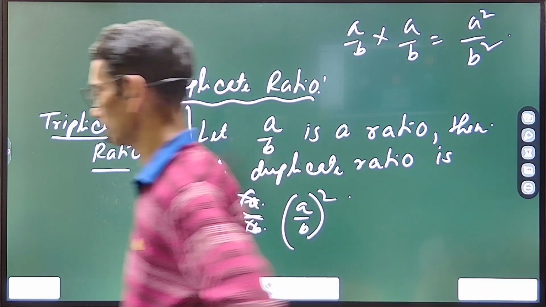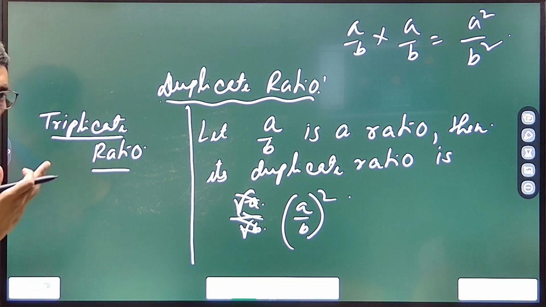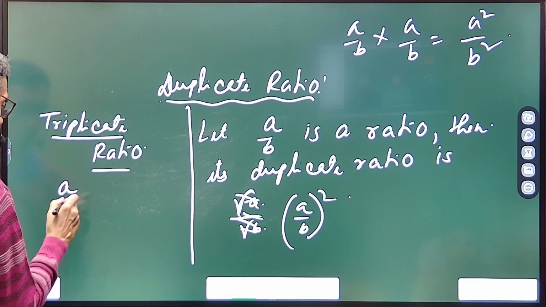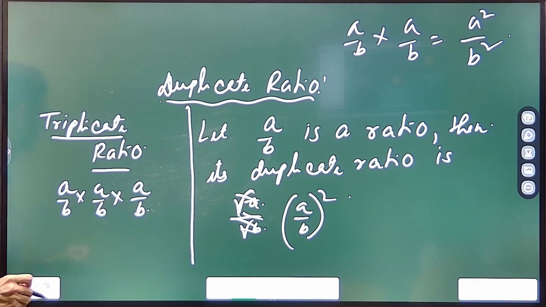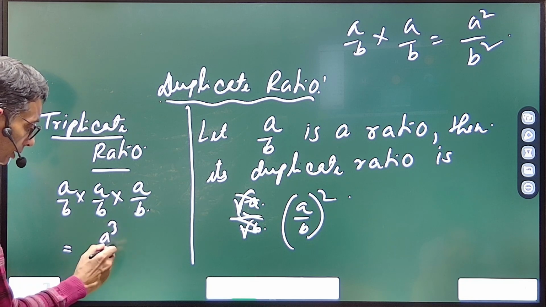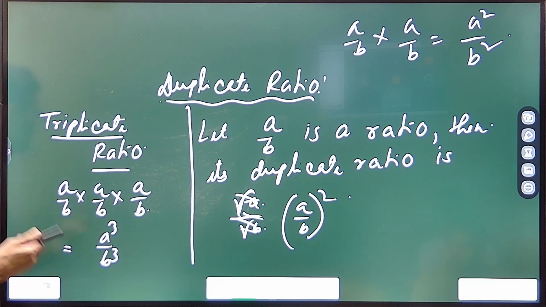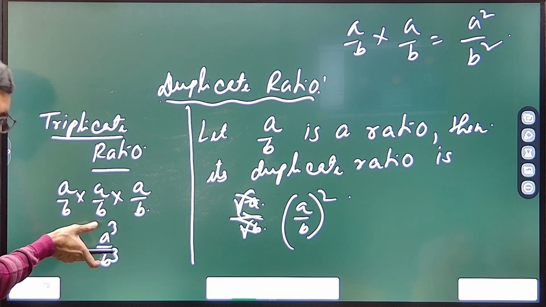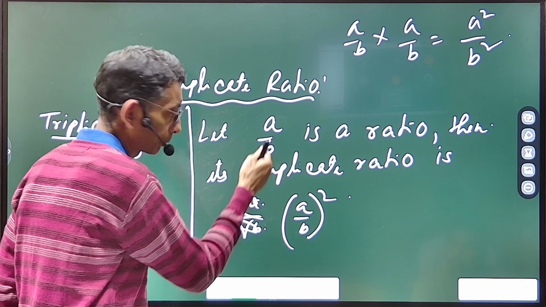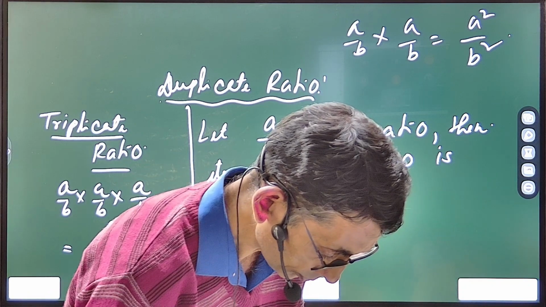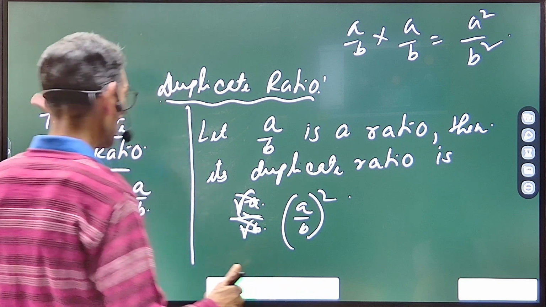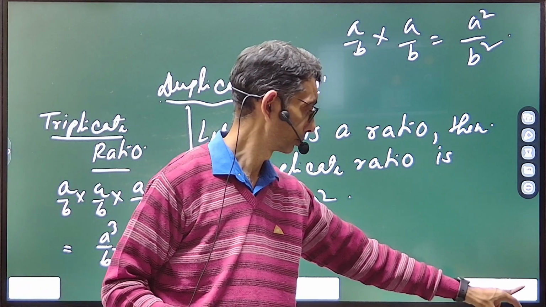Similarly, what is the triplicate ratio? If you repeat a ratio three times, A by B into A by B into A by B, then you get a triplicate ratio. A into A into A means A cube by B cube. This is called the triplicate ratio of A by B. The duplicate ratio of A by B is A square by B square. But sub-duplicate is different.